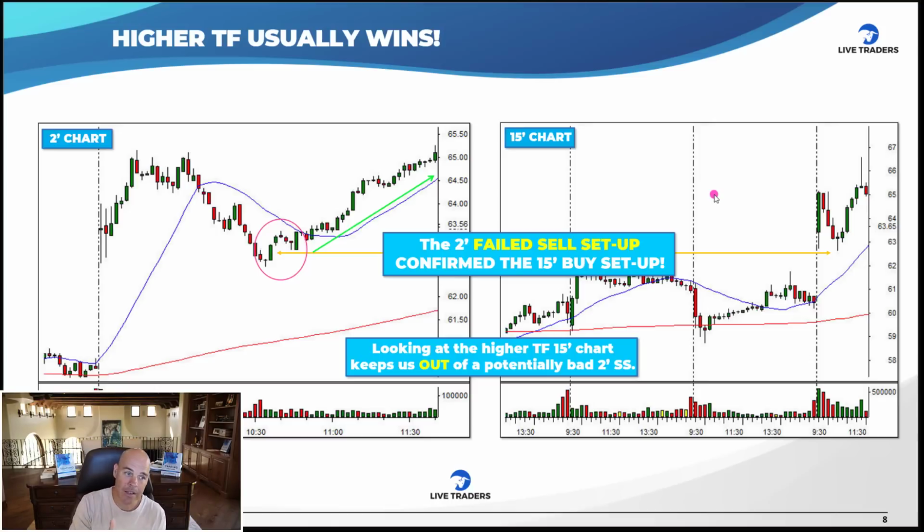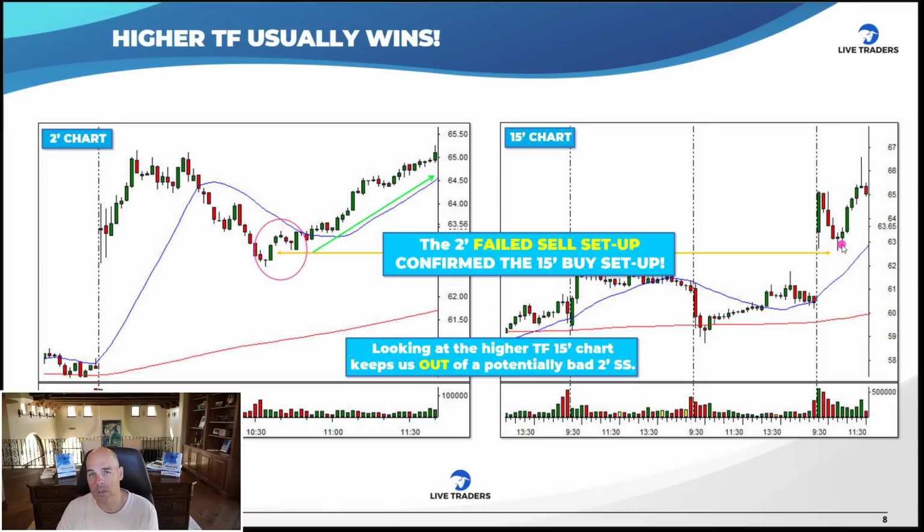And it'll keep you from missing out on another pattern, which is the 15-minute buy setup. Because the failure of this sell setup on the 2-minute confirms the 15-minute buy setup, which makes the 15-minute buy setup even better. Right? Makes it even better.